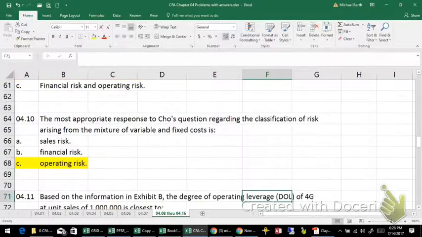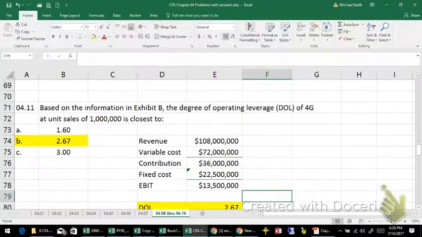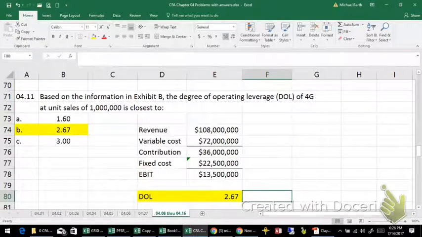4.10, the most appropriate response regarding Cho's question about the classification of risk arising from the mixture of variable and fixed costs. Well, that's the definition of operating risk. Old Cho ought to go get him a CFA, but I digress.